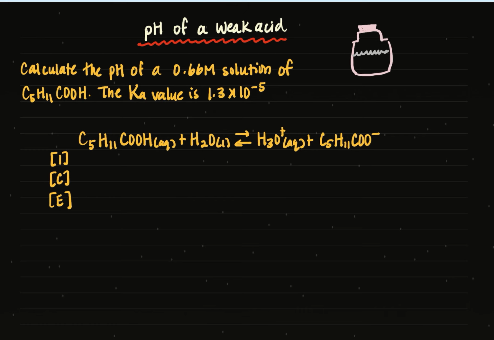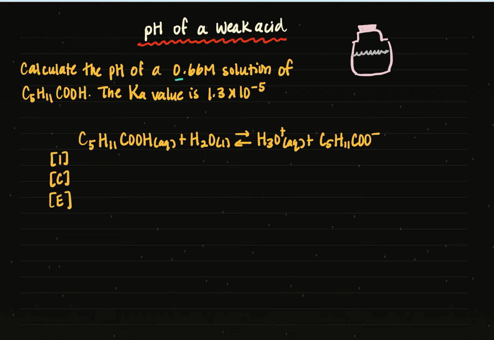In today's video, let's take a look at acid-base equilibrium by figuring out how to use an icebox to find the pH of a weak acid. So this question says calculate the pH of a 0.66 moles per liter solution of C5H11COOH, and the Ka value for this weak acid is also given to me here as well.